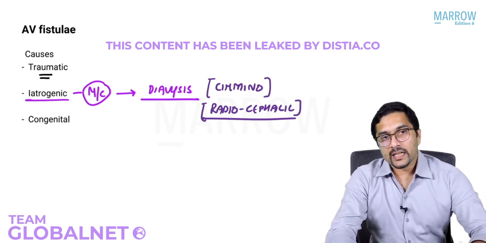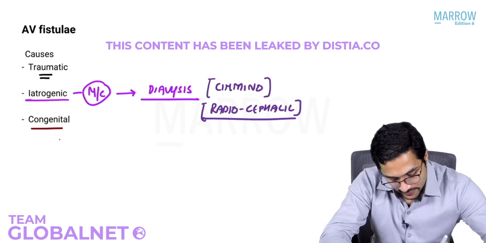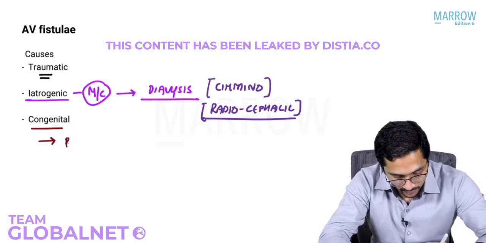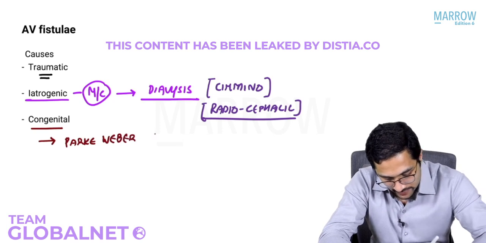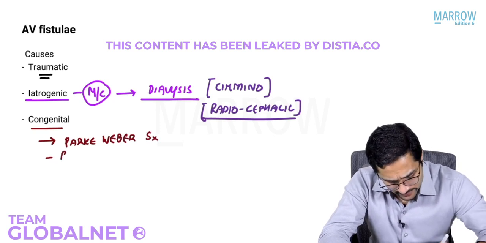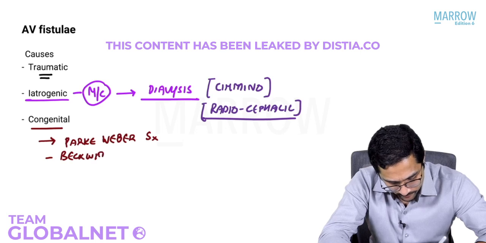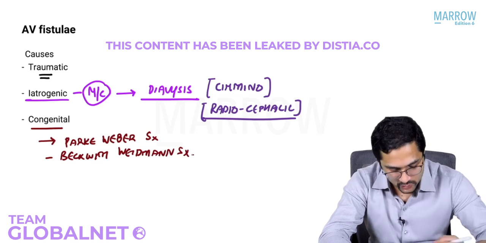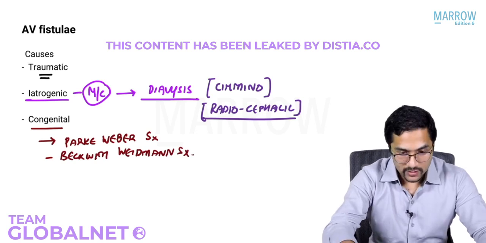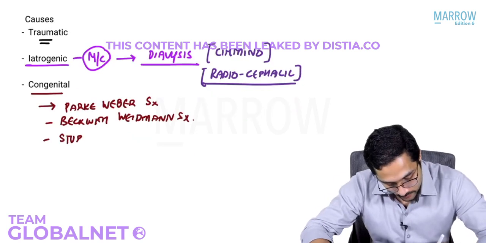There can be congenital AV fistulae as well. Congenital AV fistulae can be seen in Parkes Weber syndrome. I covered Parkes Weber syndrome in the varicose vein module. They can be seen in Beckwith-Wiedemann syndrome. In Beckwith-Wiedemann syndrome also, you can see congenital AV fistulae. And you can even see them in Sturge-Weber syndrome.